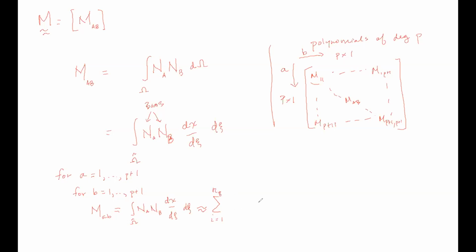And we're going to take our integrand, N_A evaluated at some value ξ_i, N_B evaluated at ξ_i, dx/dξ evaluated at ξ_i, and then we multiply it times a weight. All right, so let's turn this line into code. So what does this sum become?